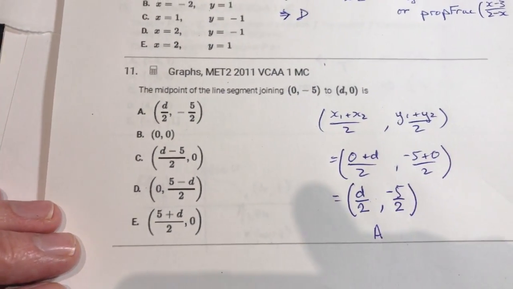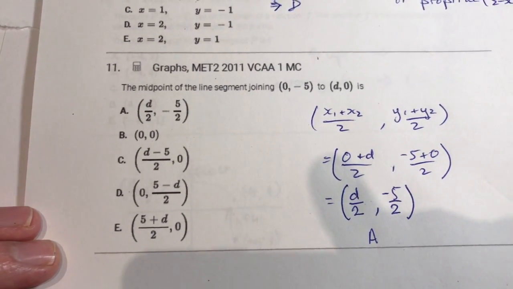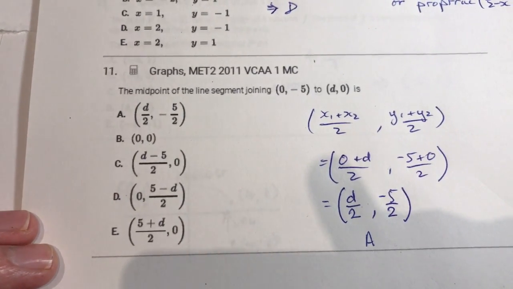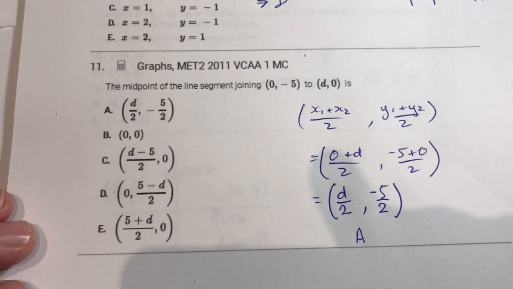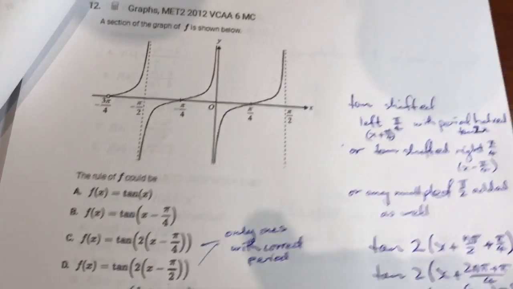Question 11. Midpoint formula, x1 plus x2 on 2, just the average of the 2 x values and the average of the 2 y values, we get A.